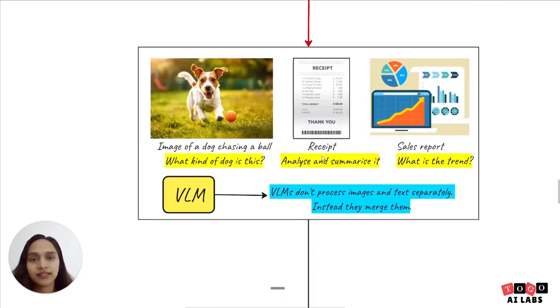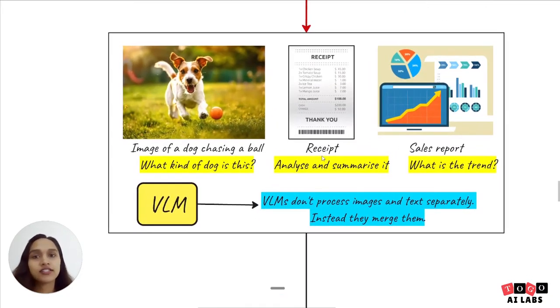Now, say if you have a scanned receipt, the model can organize it and even summarize the receipt for you. So to do this, VLMs don't treat the images and text separately. Instead, they merge them. So how do they actually do that? If you have the image of a dog chasing a ball and we ask the question, what kind of dog is this?